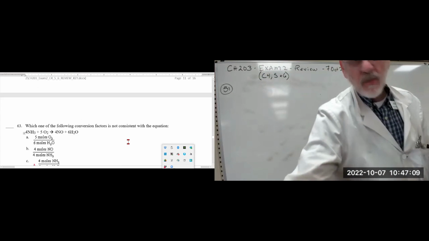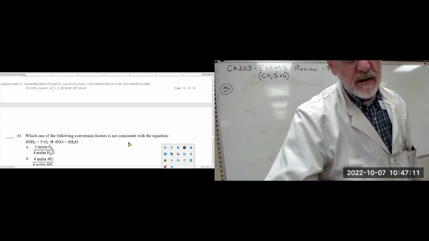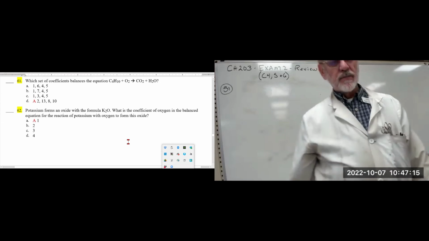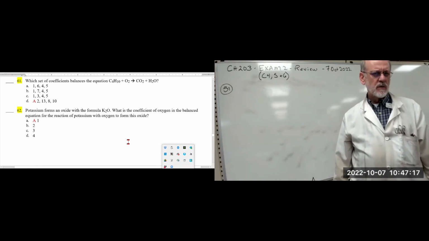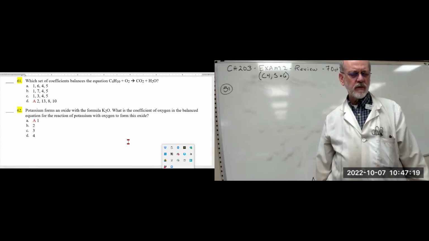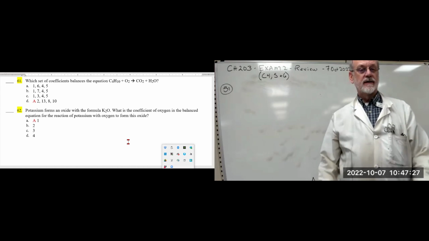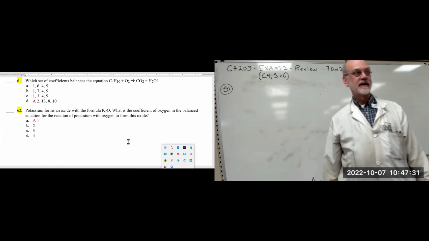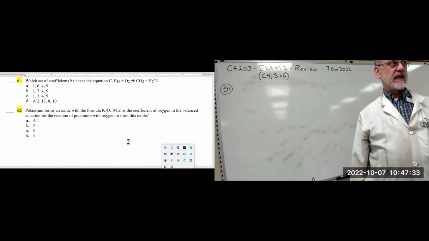Let's back up a little more. 62. Potassium forms an oxide with the formula K2O. What is the coefficient of oxygen in the balanced equation for the reaction of potassium with oxygen to form this oxide? Okay. This is a word problem. Word problems are very sneaky.